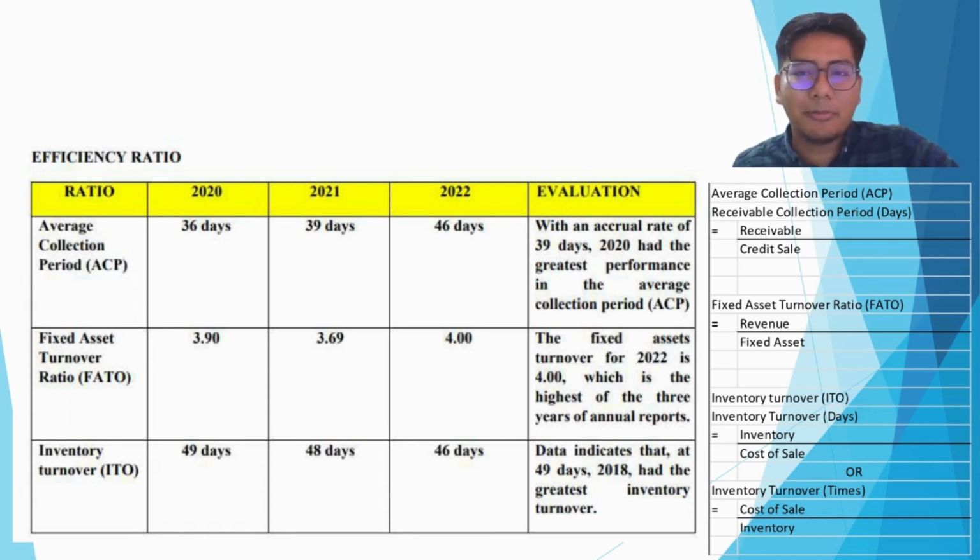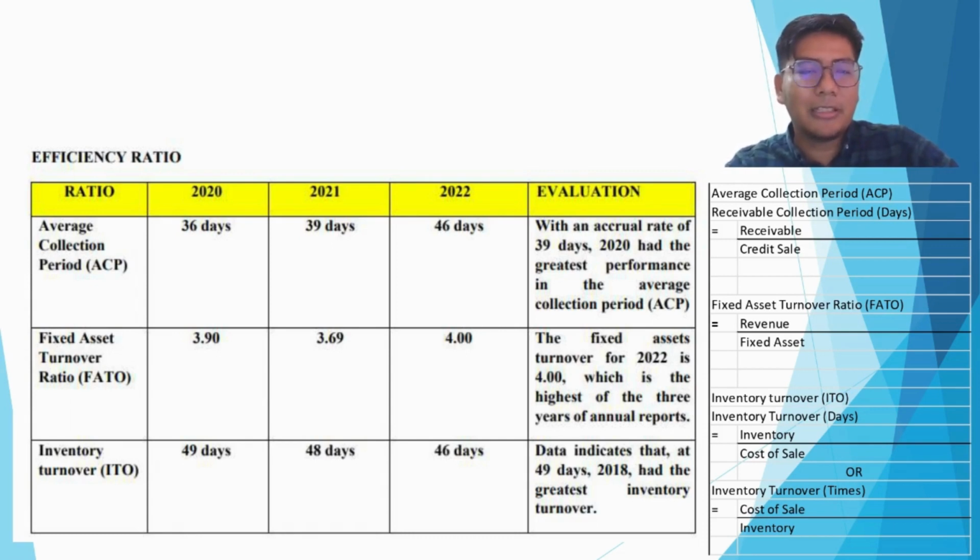The fixed asset turnover ratio measures how efficiently a company utilizes its fixed assets to generate sales. It is calculated by dividing net sales by average fixed assets. A higher ratio indicates that the company is generating more sales from its fixed assets, which implies better asset utilization and productivity. And the last one is inventory turnover.